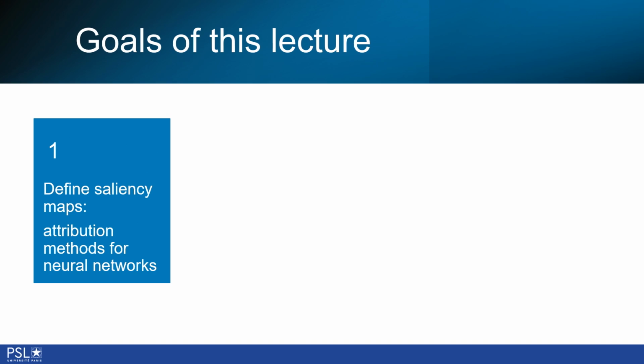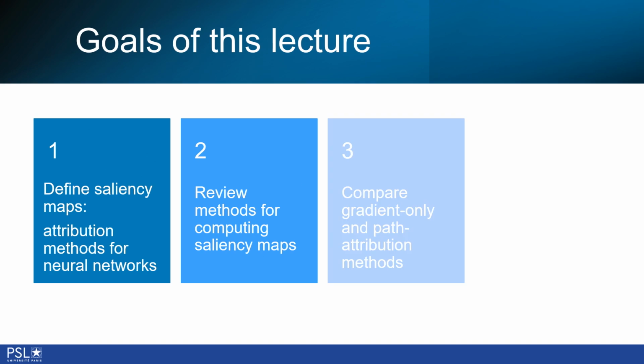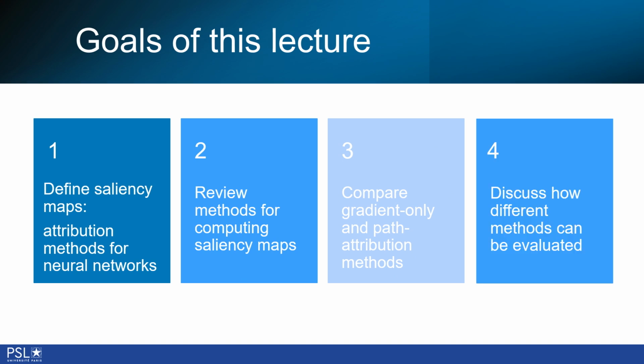The specific goals of this lecture will be to first define saliency maps, an important class of attribution methods for explaining the outputs of neural networks. We will then review a set of different methods for computing saliency maps. We will distinguish between gradient-only and path attribution methods. And finally, we will discuss how different methods can be evaluated.